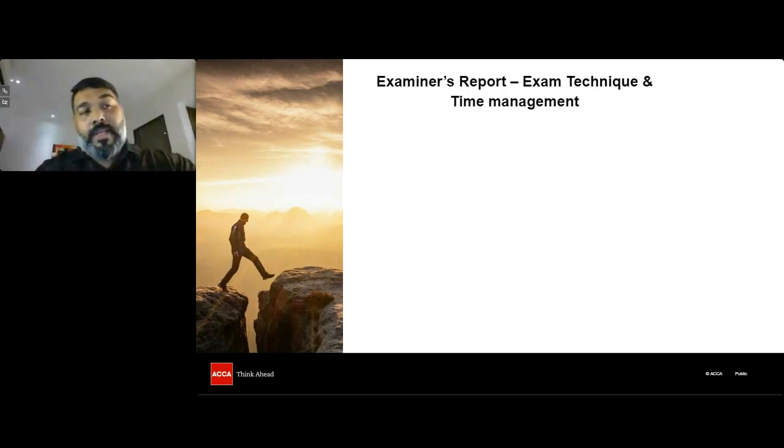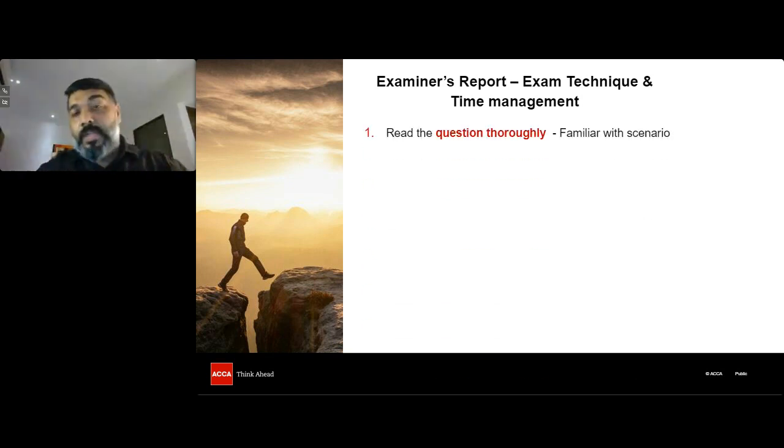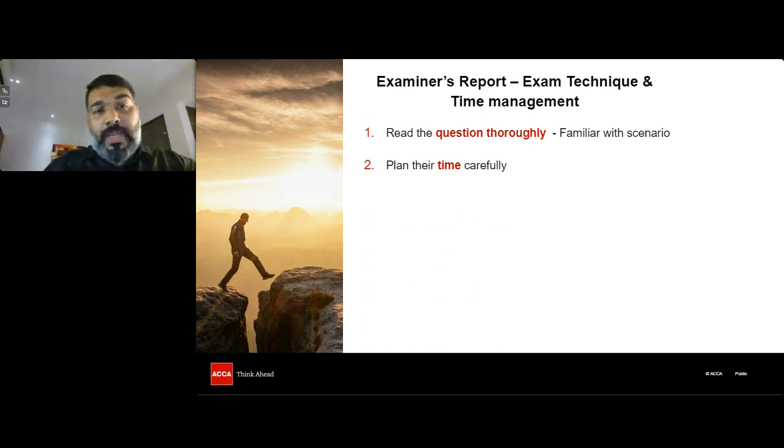Now, the exam technique. What are you supposed to do? As already mentioned, read the question thoroughly. As you plan your time, decide what is going to be my working notes, structure it properly. So plan the time, plan your answers in order to gain maximum marks.